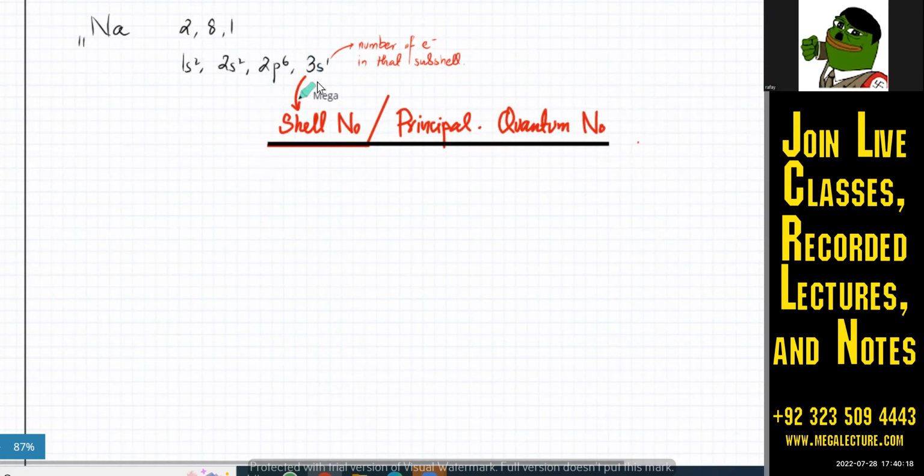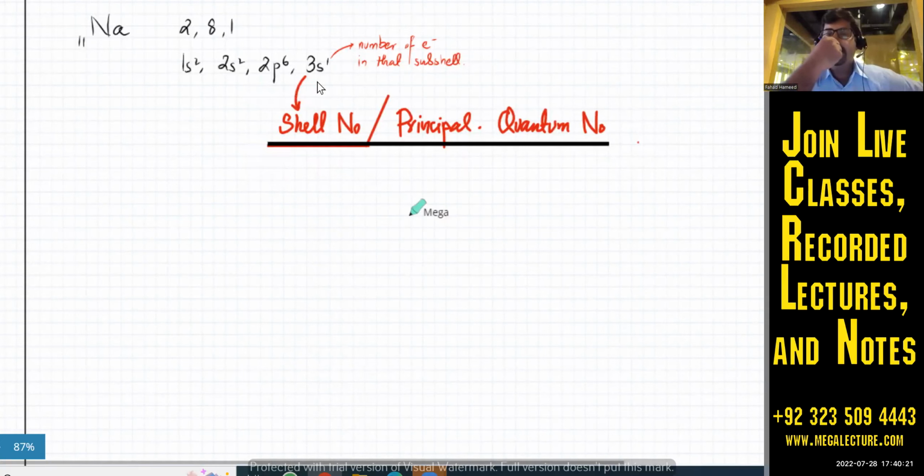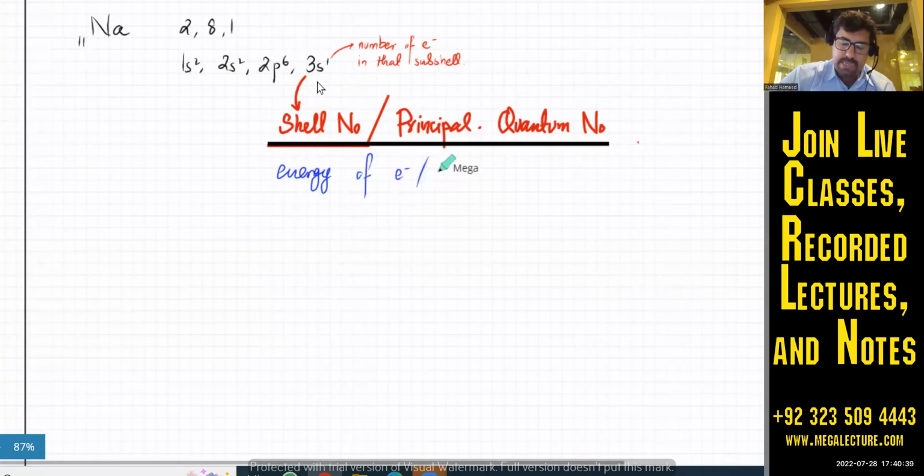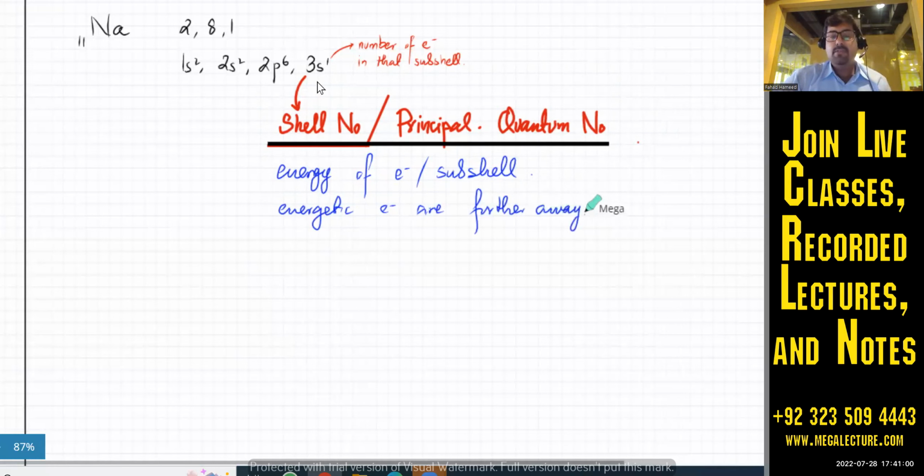Period 3. So basically, one thing is that the shell number tells you how far away the electron is, right? So in reality, what a shell number tells you is the energy of the electron. So it tells you how energetic the electron is in that particular subshell. An energetic electron would be further away from the nucleus, because they can overcome the force of attraction.